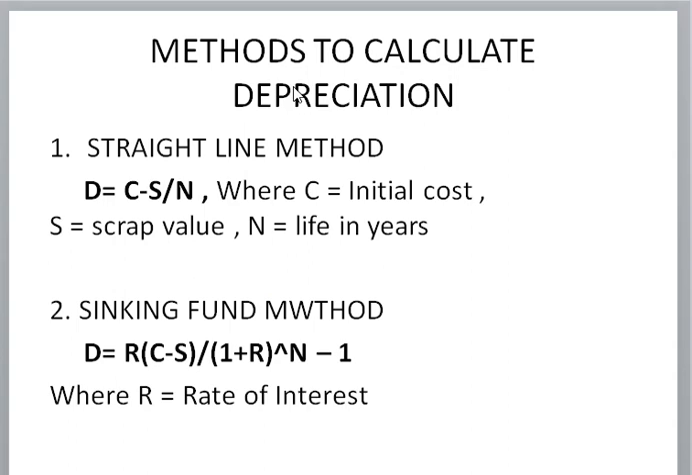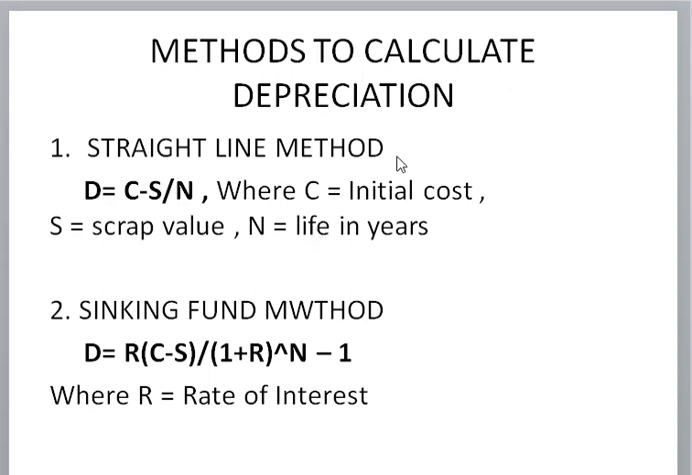Now, the different methods to calculate depreciation. These two methods are very important and frequently asked in GTU. Based on these two methods, you have to solve numericals. Very simply, we have the straight line method and the sinking fund method. D means depreciation. Depreciation equals (C minus S) upon N, where C equals initial cost, S means scrap value and N means life in years.